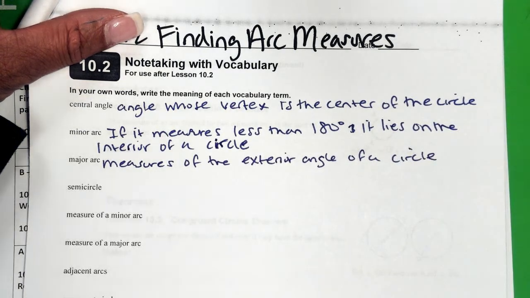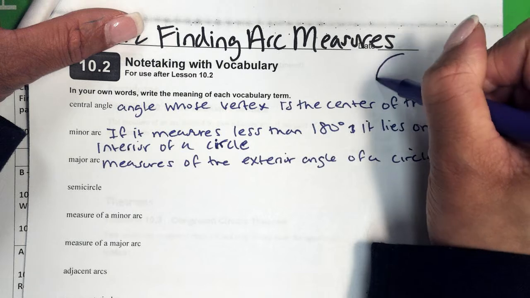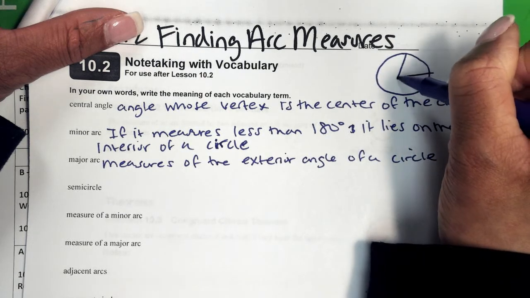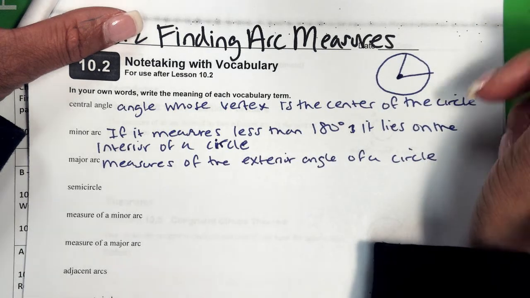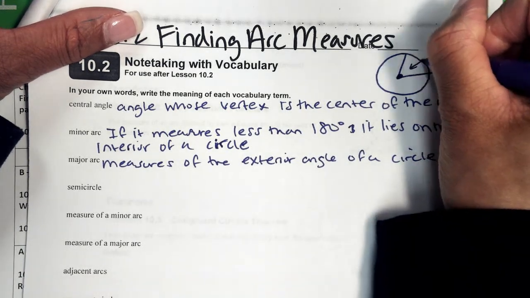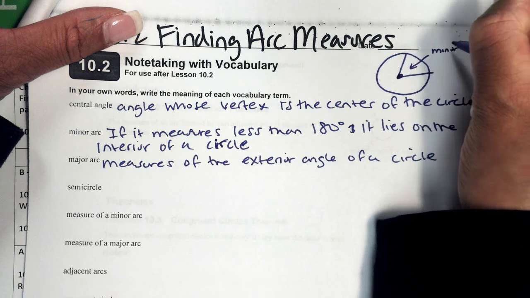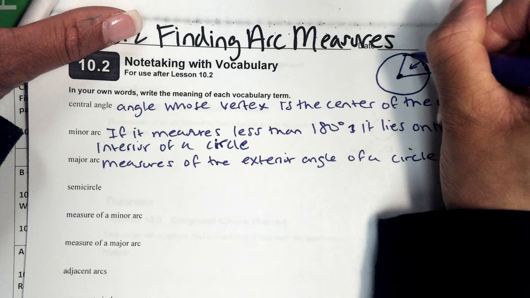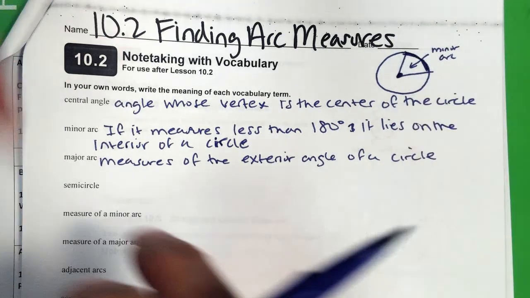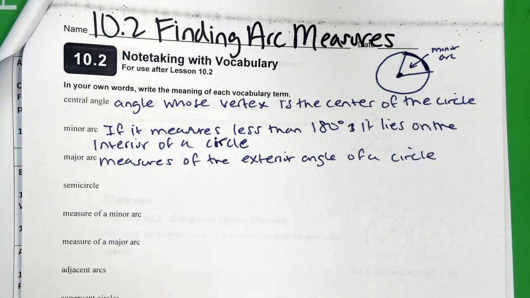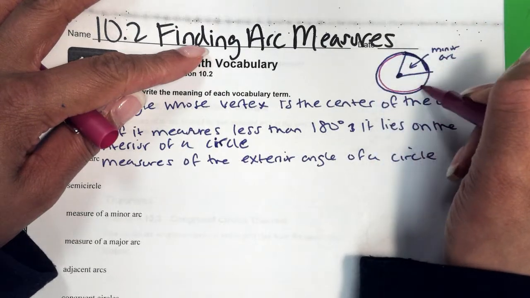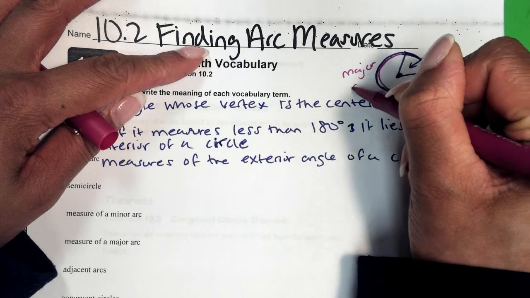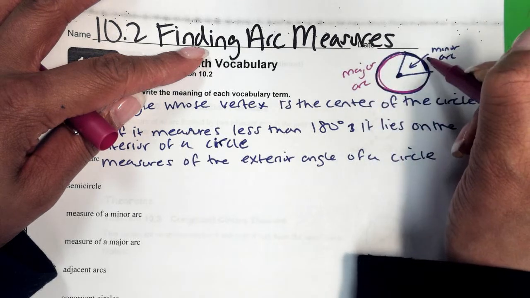So for example, I'll put it up here. If I had a circle and I had a piece of it, kind of like a pie, there's my central angle. No, it's not drawn to scale. Then this part is your minor arc. This part's your minor arc. And the rest of this becomes your major arc. So arc is the edge.